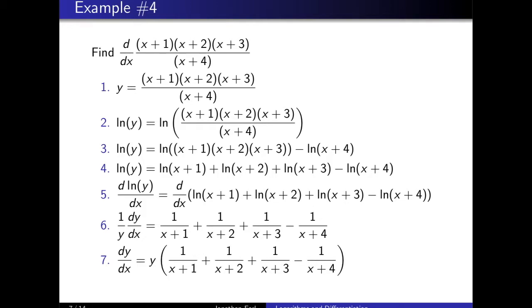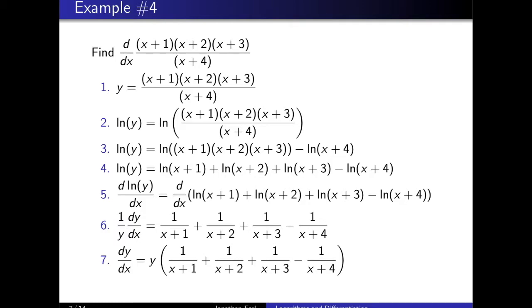Then we can say that the natural logarithm of y is the natural logarithm of x plus 1 plus the natural logarithm of x plus 2 plus the natural logarithm of x plus 3 minus the natural logarithm of x plus 4. And from there, we're going to use what we did last time and take implicit derivatives. So we'll just assume that y is some mystery function of x, and take derivatives of both sides.